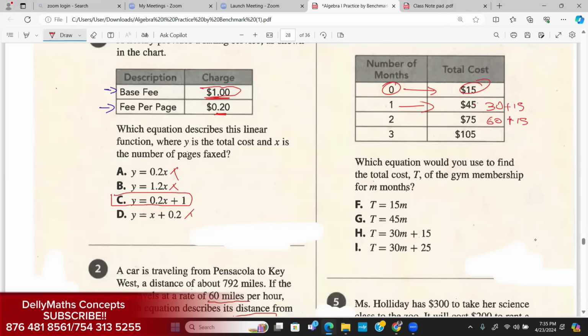You're seeing 90 plus 15. If you're looking at that, right? So you do realize that 1 times 30, you're seeing the 30 times 1, the 30 times 2 to give you 60 here, and the 30 times 3 to give the 90. And you're seeing that basically we're multiplying the number of months times 30, then we add back the 15. So H is the answer for that.